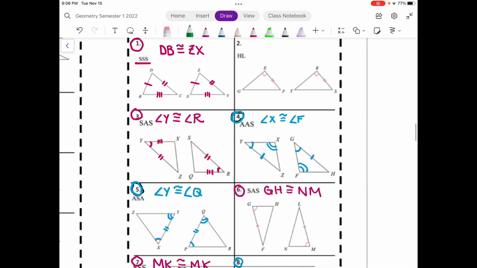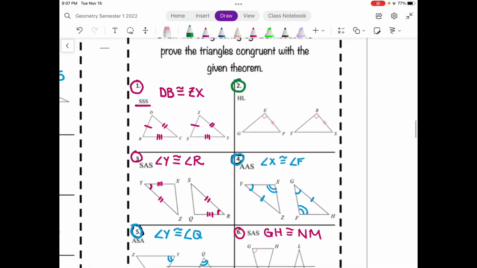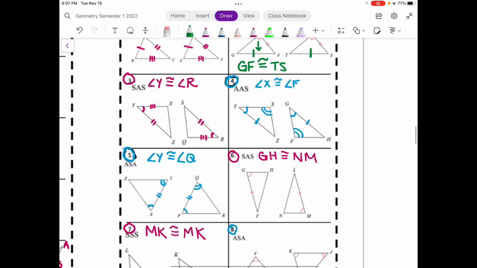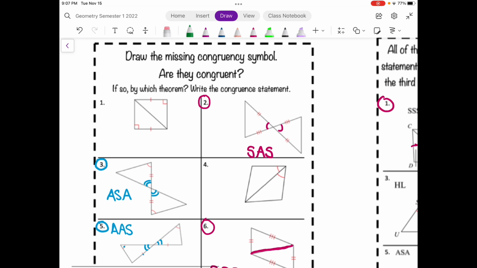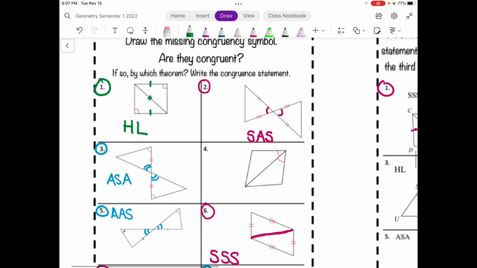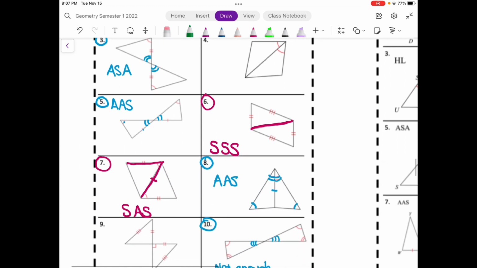Okay, so here's one. What other piece of information do I need? Well, I have a leg. I know that it's a right triangle. I need the hypotenuse. The hypotenuse is always right across from the right angle. So I need to say that GF is congruent to TS. Okay. This is another one. I know that this line is congruent to itself, so it has to be hypotenuse leg because here's my leg. It's a right angle, and the hypotenuse is the same line. Therefore, it has to be equal to each other.